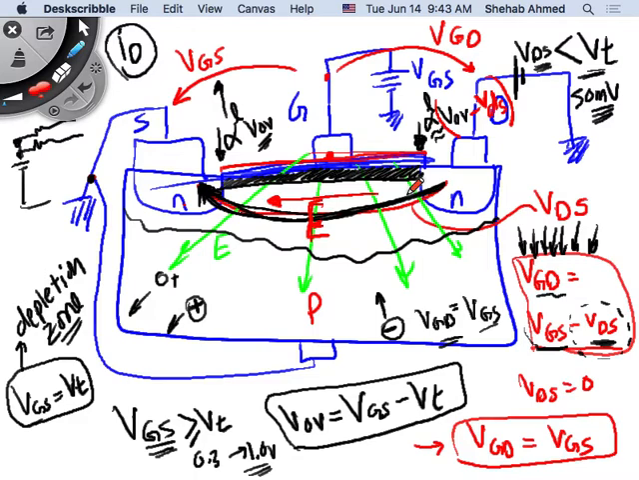Start squeezing this area. What happens to electrons when you start pinching it? When do we start pinching? We start pinching when I increase VDS. Increasing VDS means I increase this electric field between the drain and the source. It's going to increase in value with respect to what we had before.